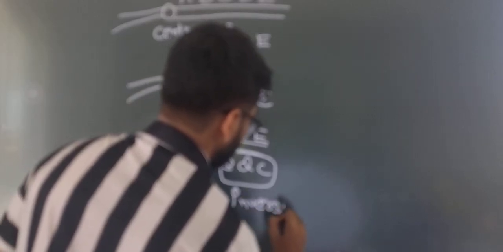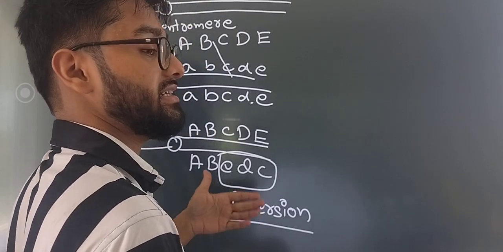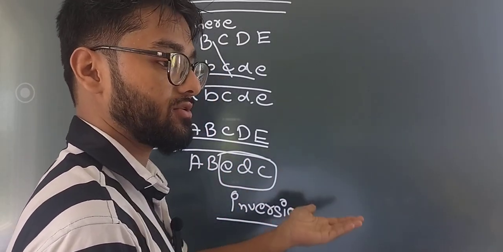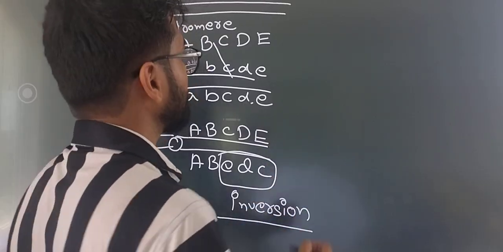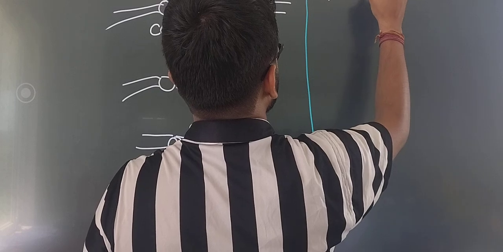But what happens if this is the sequence that you get? During this exchange, the sequence gets inverted. This is called inversion, and inversion is basically happening during crossing over, but not always. Why? Because there is another event that is called translocation.